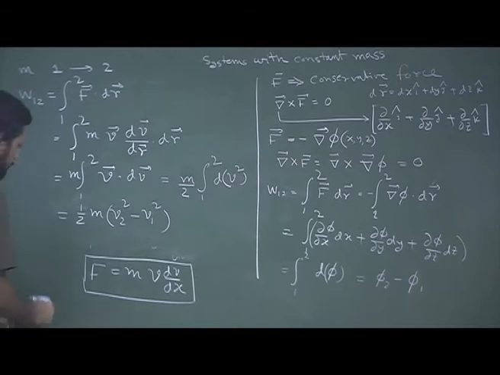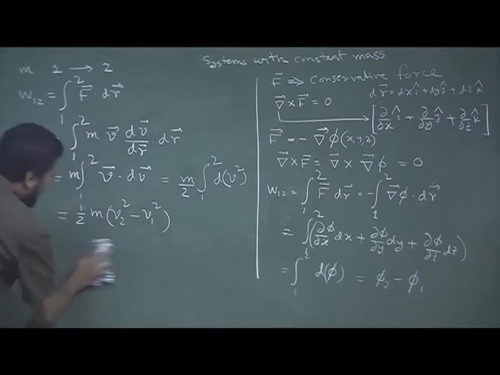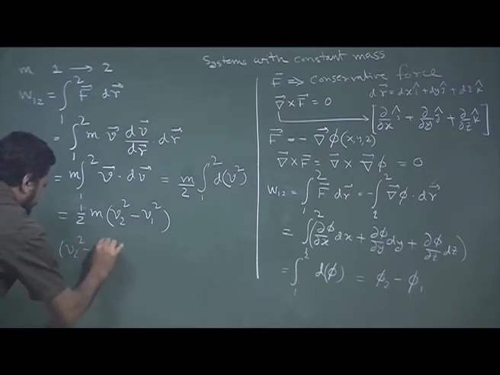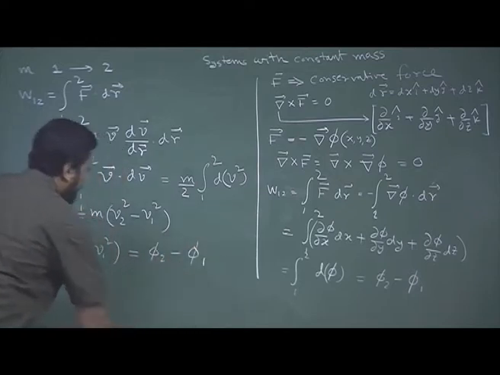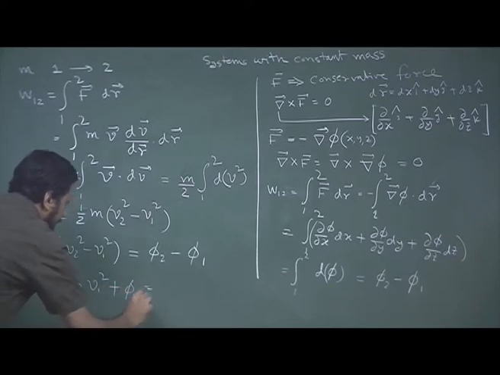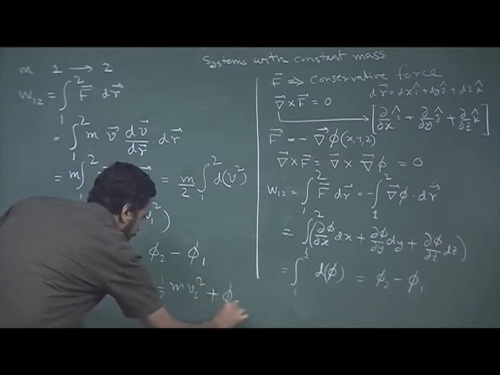Now, let us compare these two. We do not need this anymore. If we compare these two W12 expressions we have got from both sides, essentially what we get is half m (v2 square minus v1 square) equal to phi 2 minus phi 1, and a rearrangement essentially gives half m v1 square plus phi 1 equal to half m v2 square plus phi 2.